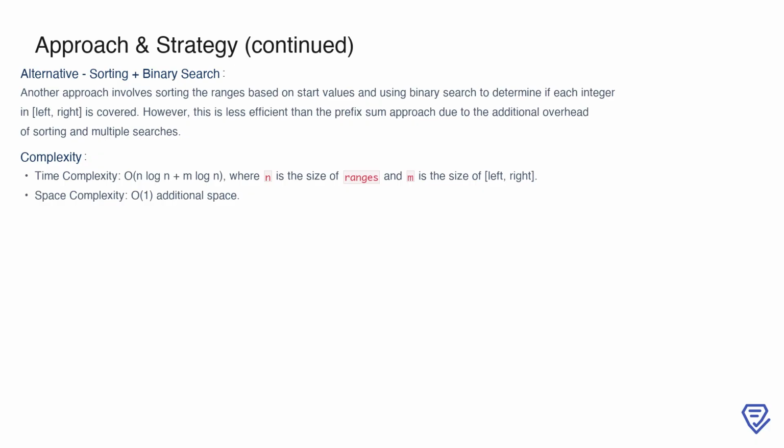Specifically, the sorting step alone adds a cost proportional to n log n, where n is the number of ranges, while the subsequent binary searches introduce additional complexity proportional to the size of the target range multiplied by the logarithm of the number of ranges. Although this method is a feasible alternative, it is neither as intuitive nor as computationally efficient as the prefix sum approach, especially for larger inputs.